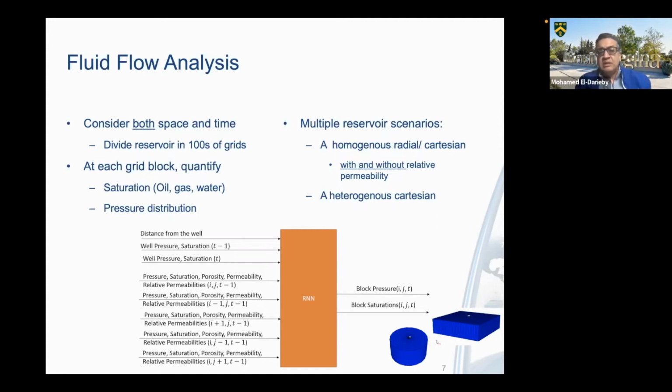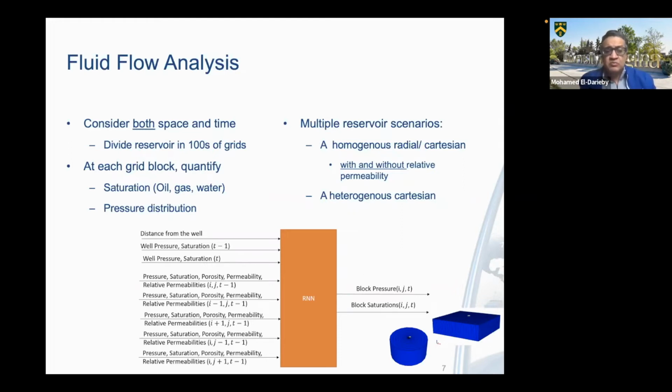We divided a reservoir into hundreds of grids, smaller blocks that are physically adjacent to each other. We tried to use the neural network to quantify the pressure distribution and the saturation at each grid block for different scenarios of homogeneous or heterogeneous reservoir, using radial or Cartesian coordinates. And as you can see from the figure, the neural network there as well has inputs and outputs.